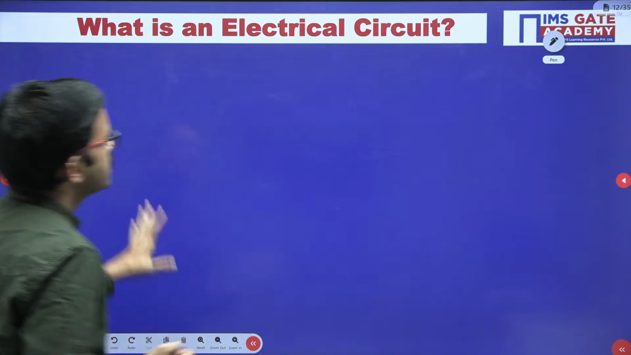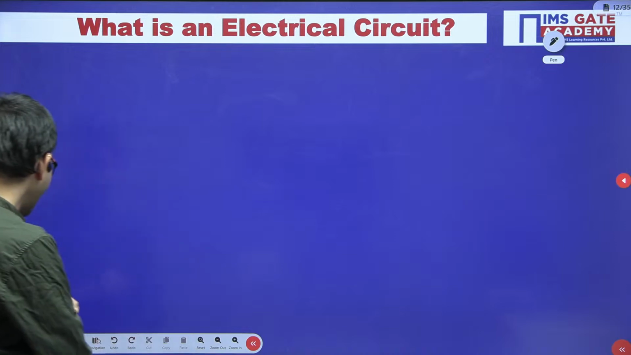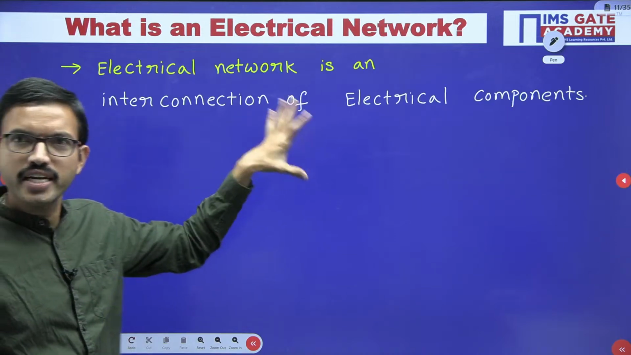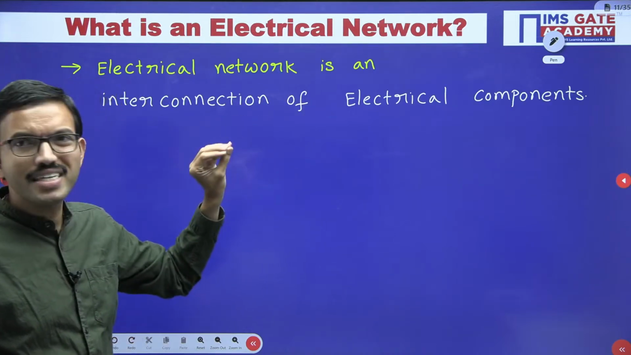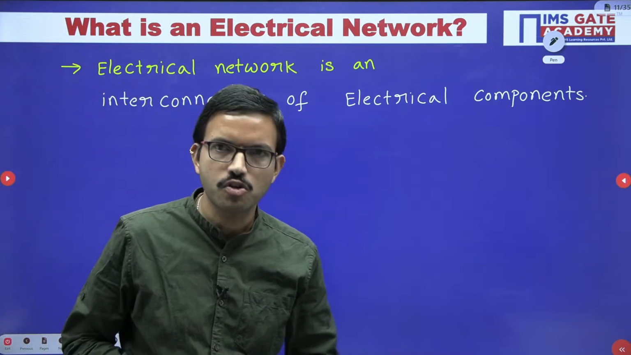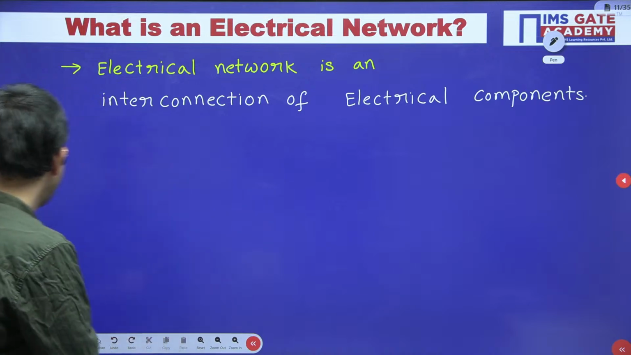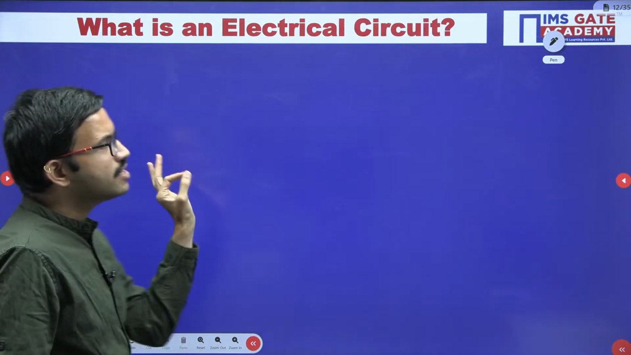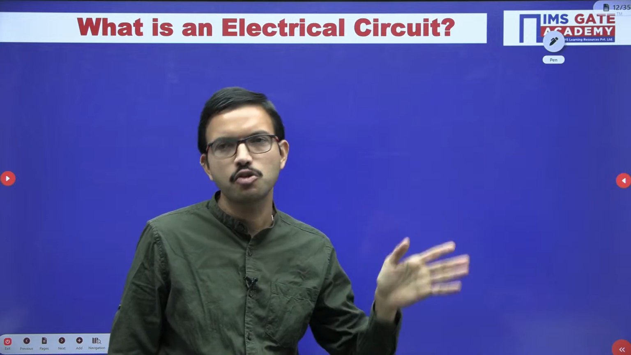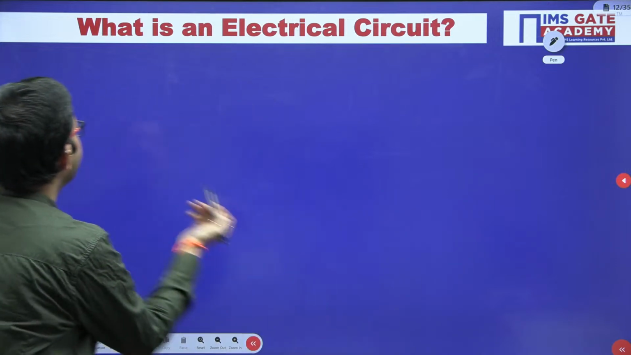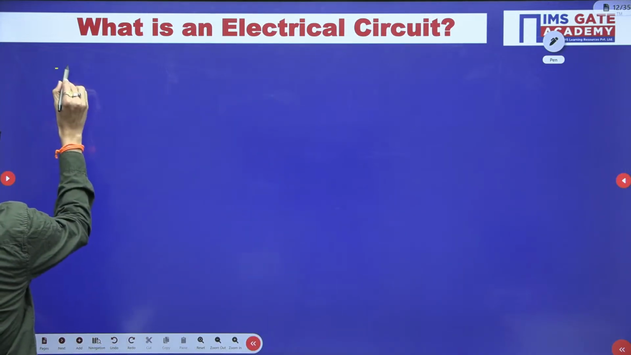See, an electric circuit is nothing but the electric network we have talked about. It is the same thing, but in that network you should have at least one closed path. Then we can say that network is a circuit. Whenever you say the word circuit, that means there should be a closed path. So you can write down the definition regarding electrical circuit.